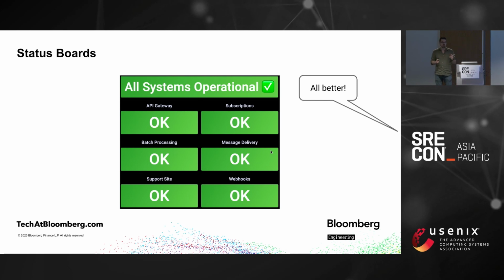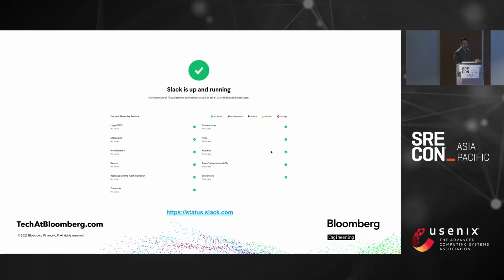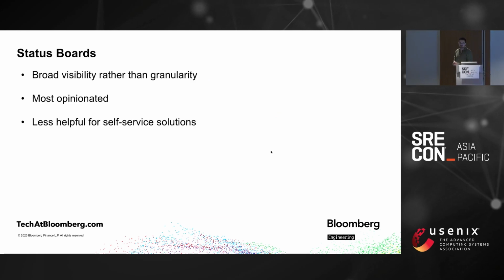Finally, you're probably all familiar with something that looks like this. This one's made up, but maybe you've seen this one before. GitHub, Slack, AWS. I think many services have something like this. So to summarize, these are a great option if you can use them. There's a reason all those services you're familiar with already do. The broad visibility that it provides meets a lot of needs. It's also the most opinionated option available. You get to decide what good, bad, degraded, or any other state you want means. And exactly how much you show is up to you.